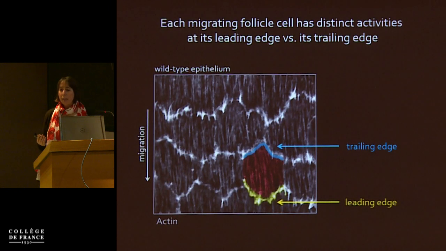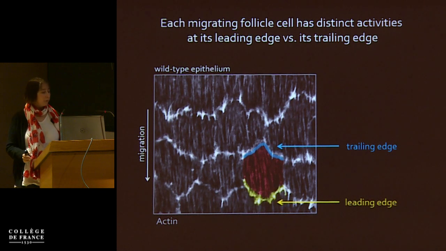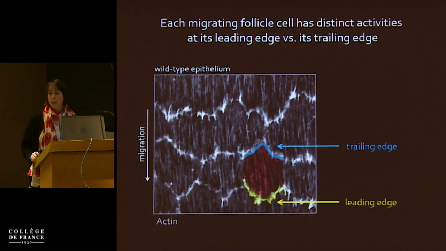So when this rotation of the egg chamber was first discovered, it wasn't immediately clear how the motion was being generated. So my lab spent a fair amount of time just trying to define how these cells were moving on an individual level. And what I'm going to show you is that just like individual cells in culture, these cells have distinct activities at their leading edge versus their trailing edge that are required for their movement.